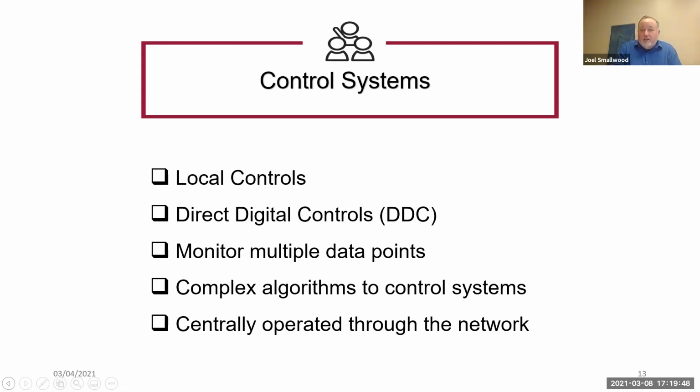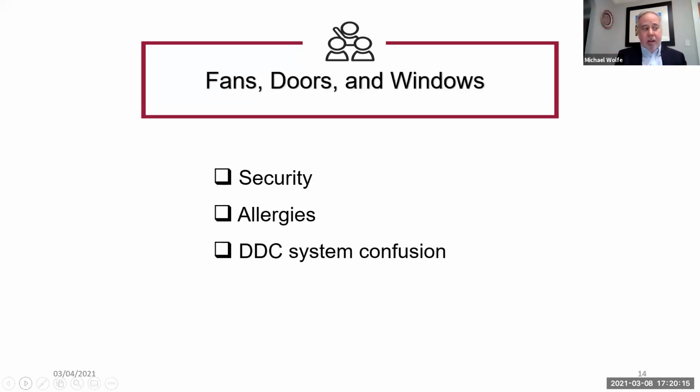Obviously, temperature, humidity, CO2, and temperatures in individual spaces come into play pretty heavily on that. As I was mentioning earlier, they monitor thousands of points. This is a pretty complex system that's using all of that data to drive to a decision for what's next in the system. Okay, and that leads us to fans, doors, and windows.